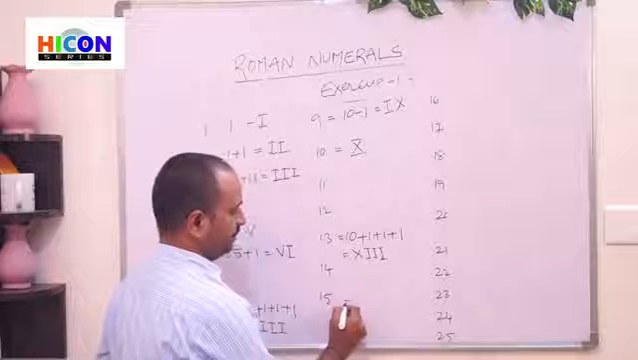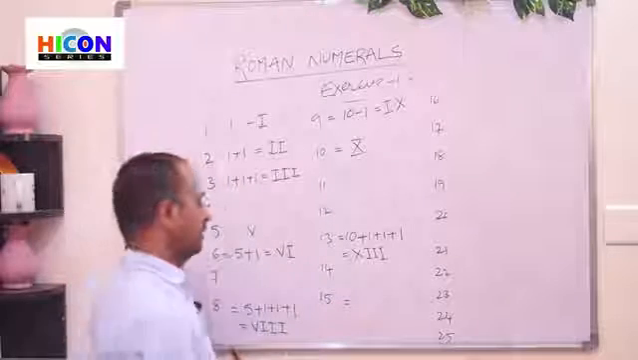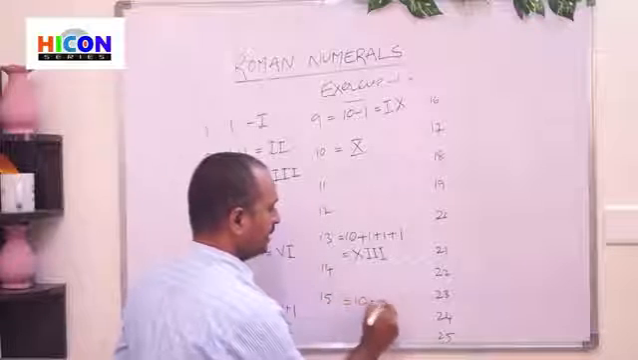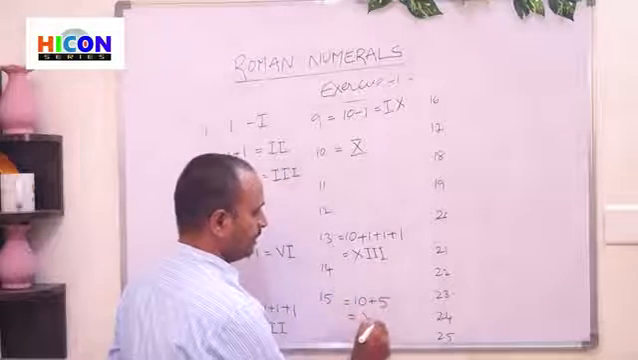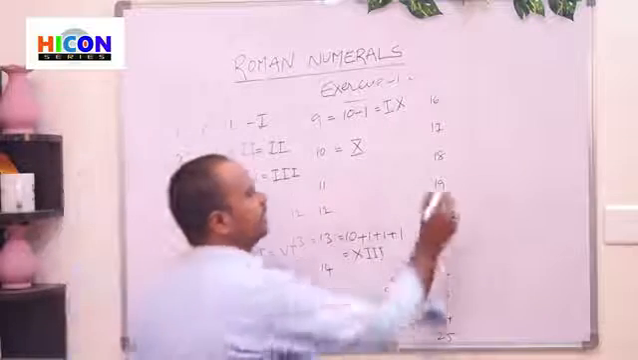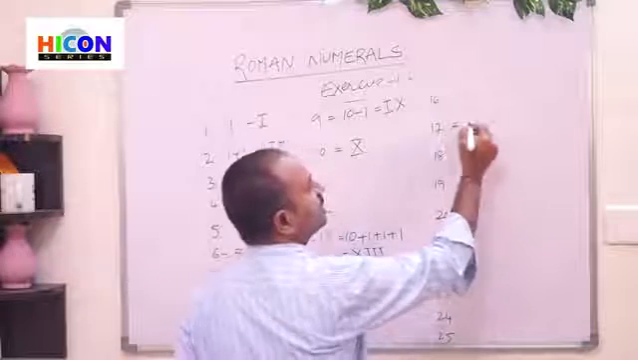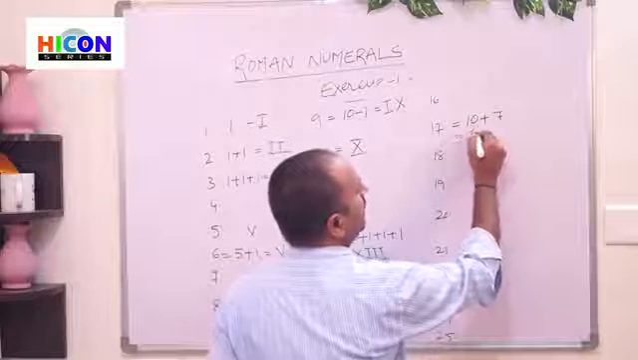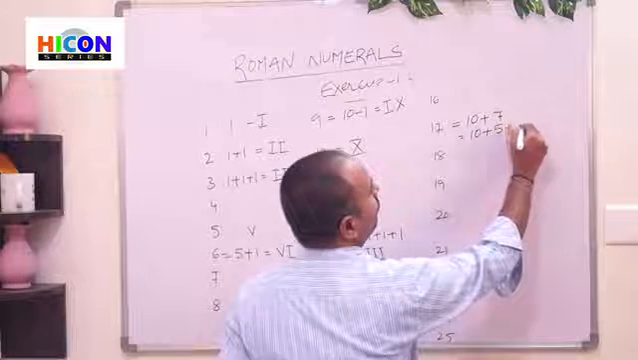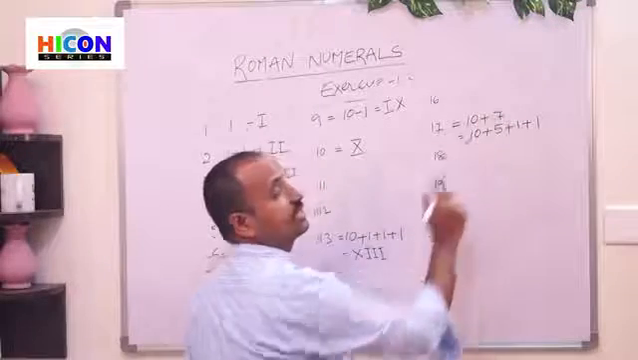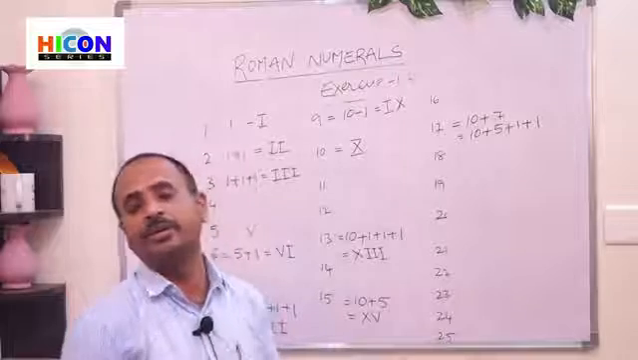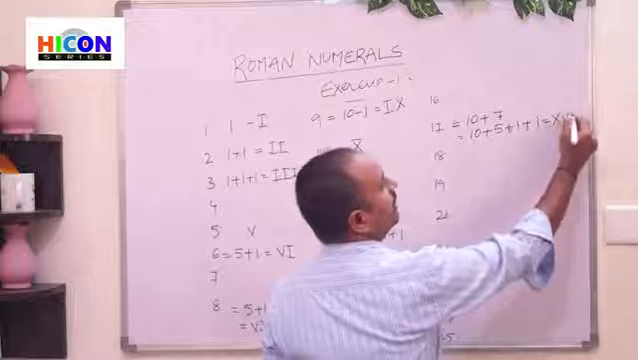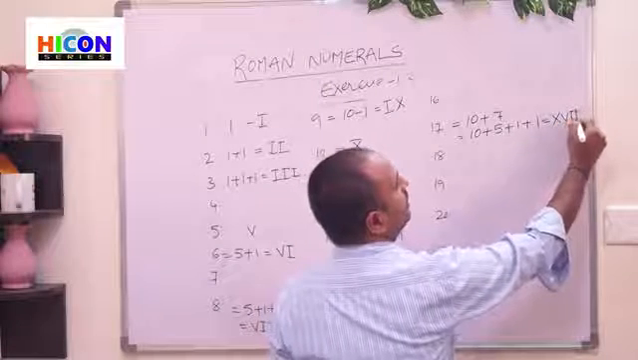The same way, 15. There is no symbol for 15 in the Roman numerals. So that's why 15 should be split into 10 and 5. So 15 can be written as 10 plus 5. So 10 means X, 5 means V. In the same way, children, 17 can be written as 10 plus 7. 10 plus 7 means 10 plus 5 plus 1 plus 1, because there is no symbol for 7. That's why 7 should also be split into 5 and 1s. Then 10 means X, 5 means V and 1 means I. So that's why we write 2 I's.